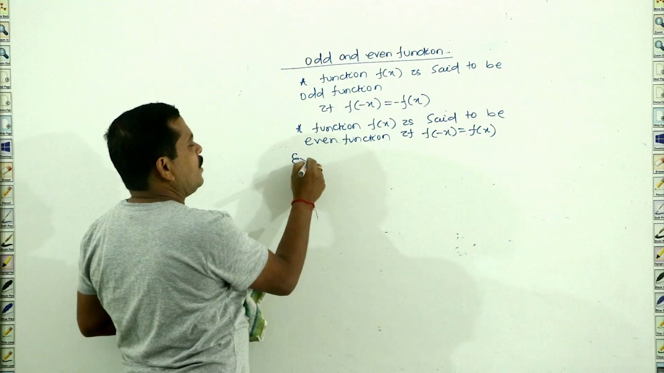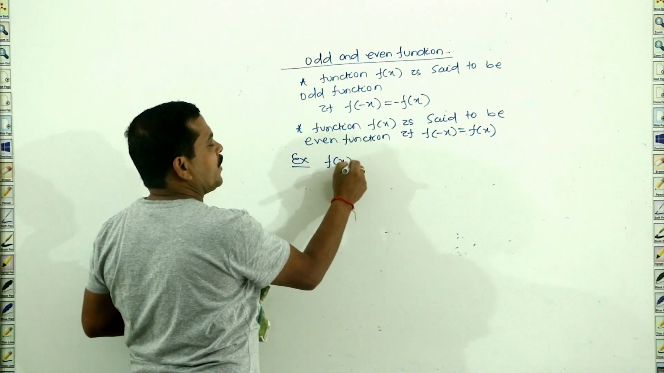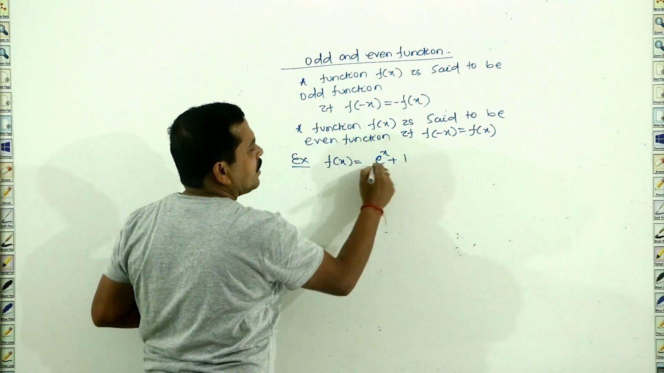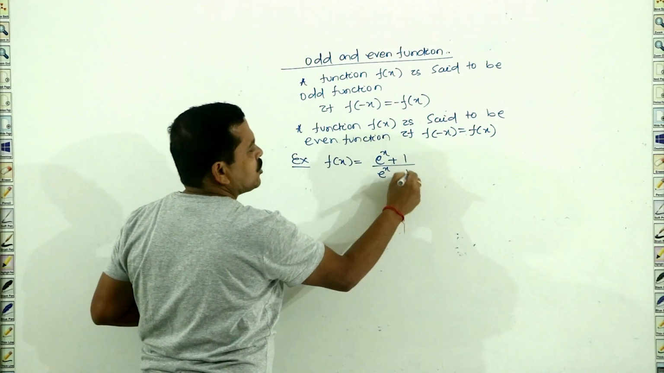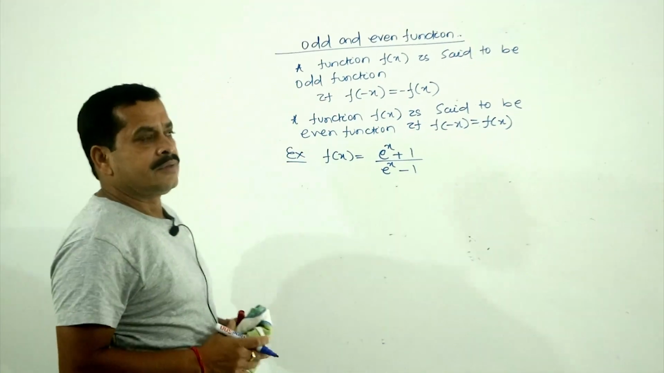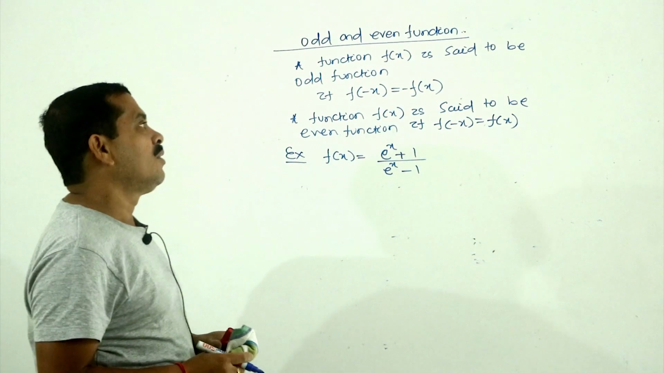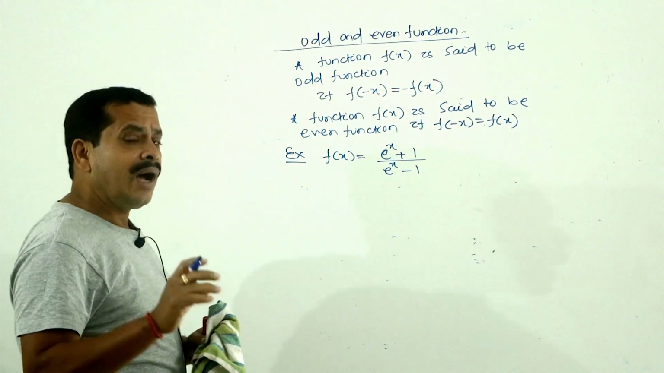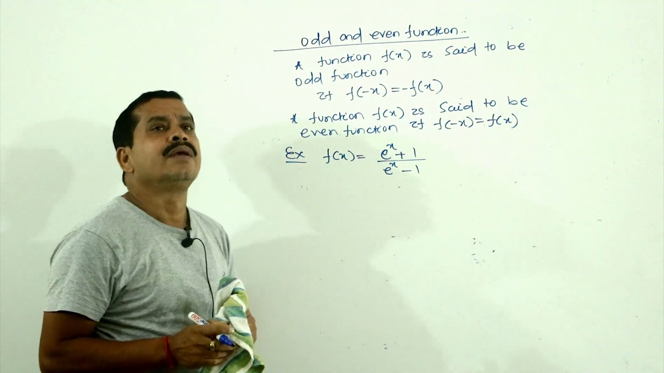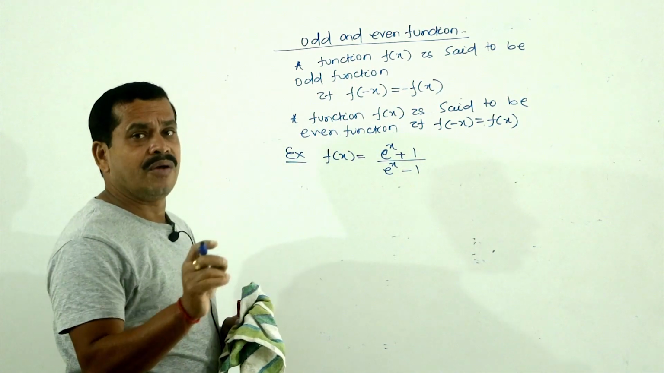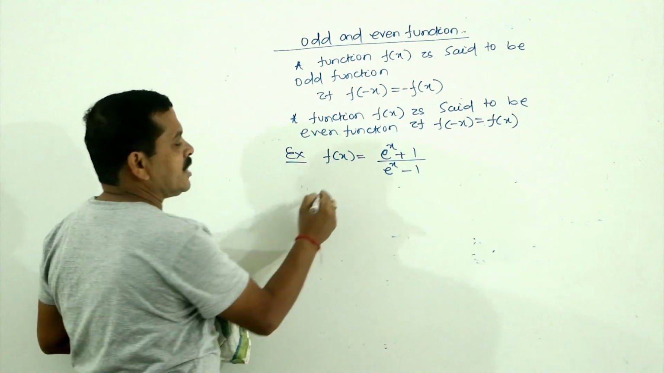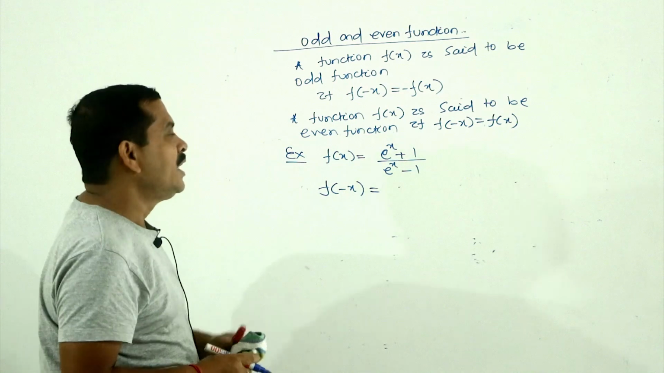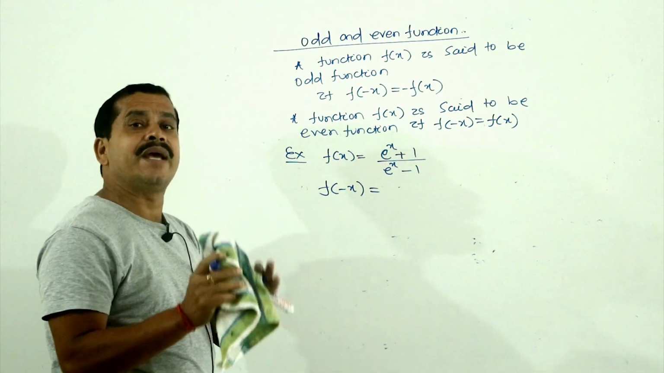For example, suppose the function is f of x equals e to the power x plus 1 by e to the power x minus 1. This is called an exponential function. We have to test whether it is an even function or an odd function. How can we examine this? First you take minus x in place of x, everywhere.